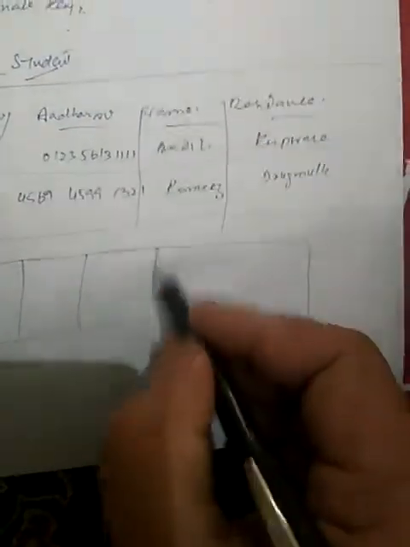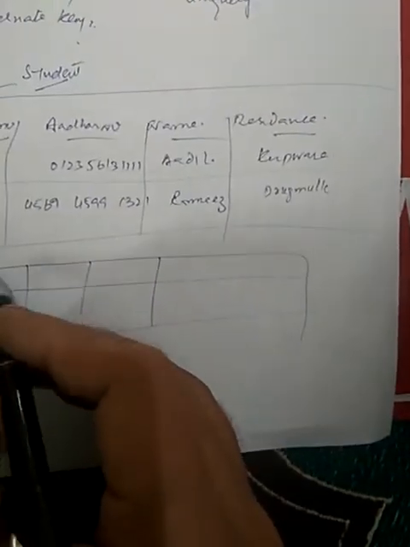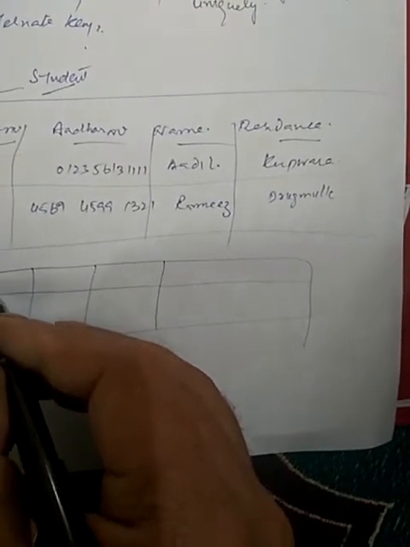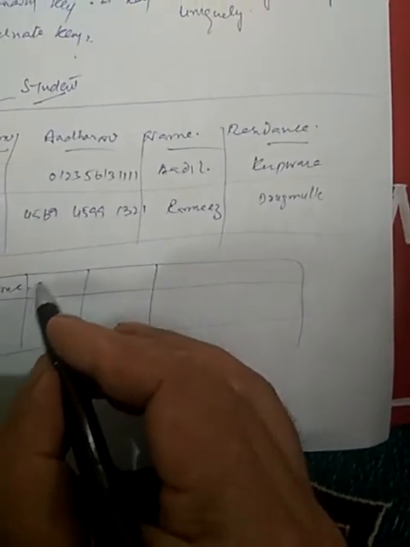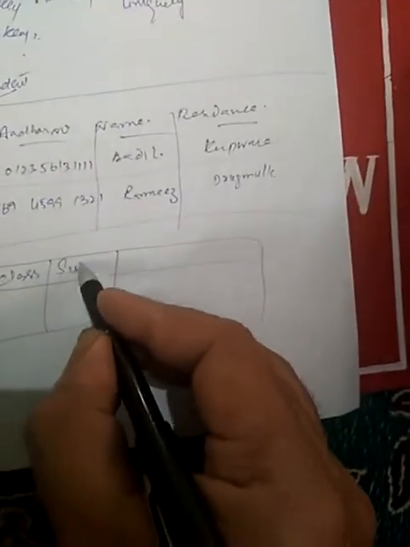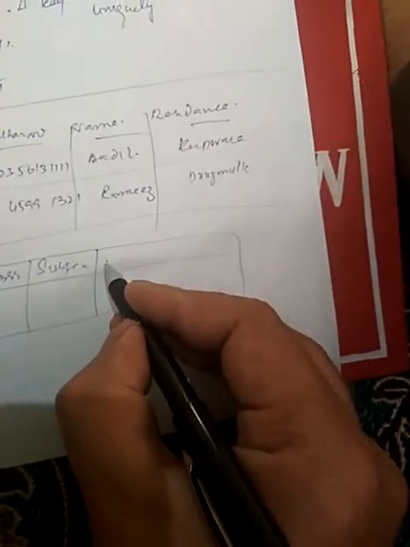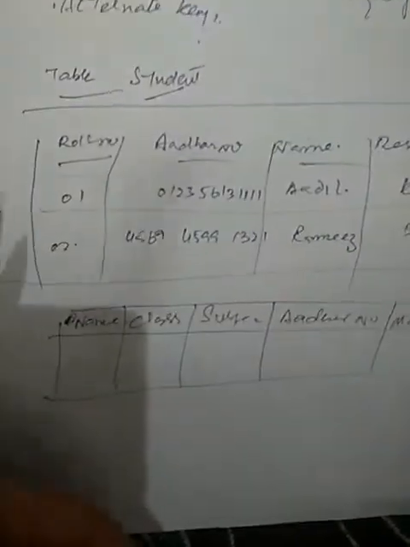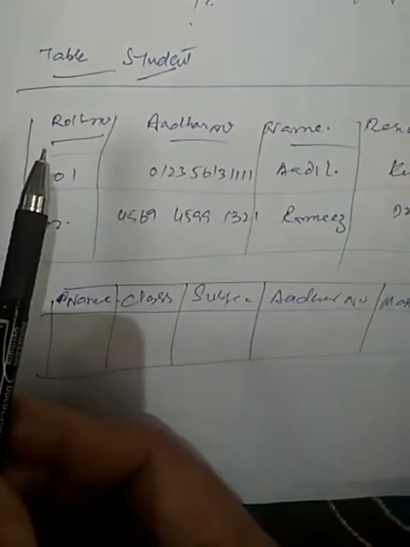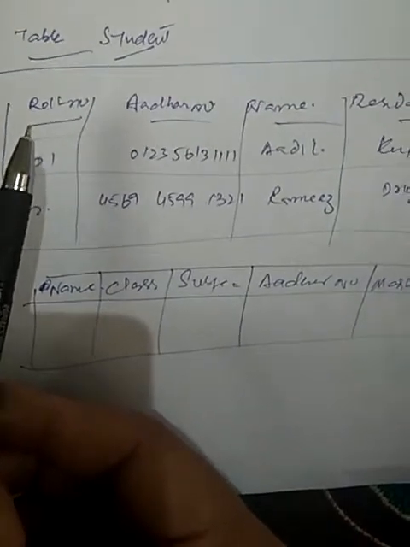Suppose there is another file here. We can write roll number, name, class, subject, Aadhaar number and marks. So you can see these two relations: this is one relation, this is the second relation. In these two relations one field is common, that is Aadhaar number.